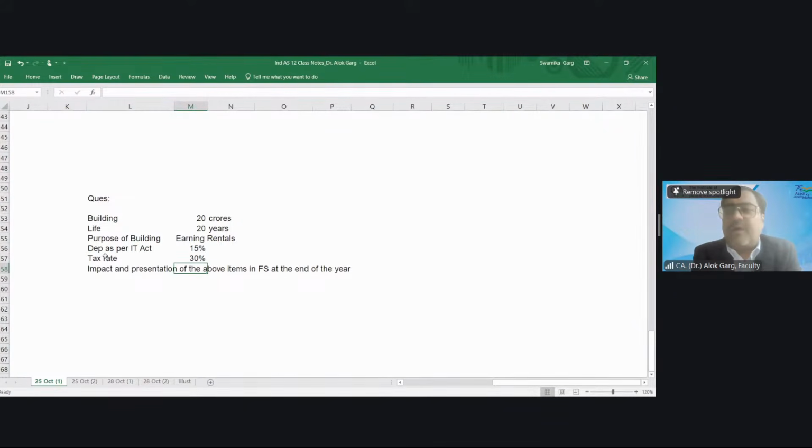I don't know how to approach this question. Can you guys help me? Lavanya, we need to calculate depreciation as per income tax and as per book base. First of all, which Ind AS is applicable in this question? Please tell me.